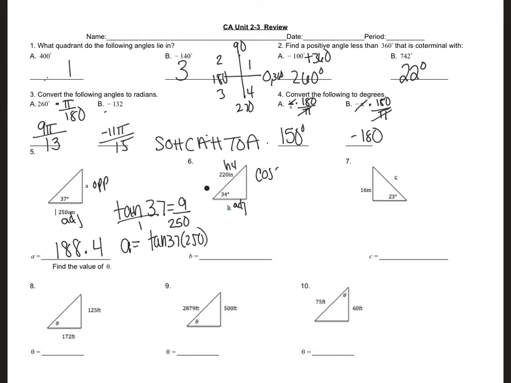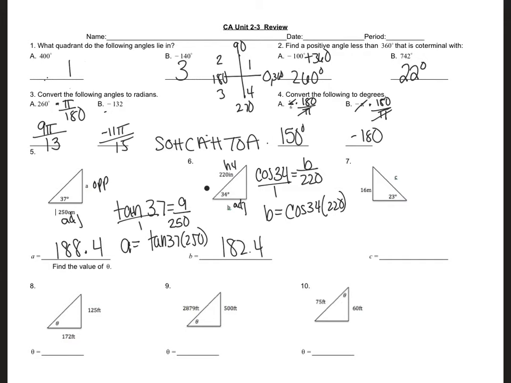All right, so this is adjacent, this is the hypotenuse, so that's cosine. So the cosine of 34 is adjacent over hypotenuse. Again, a 1 underneath, we cross multiply. B is going to be the cosine 34 times 220. So 220 times cosine 34 equals 182.4.